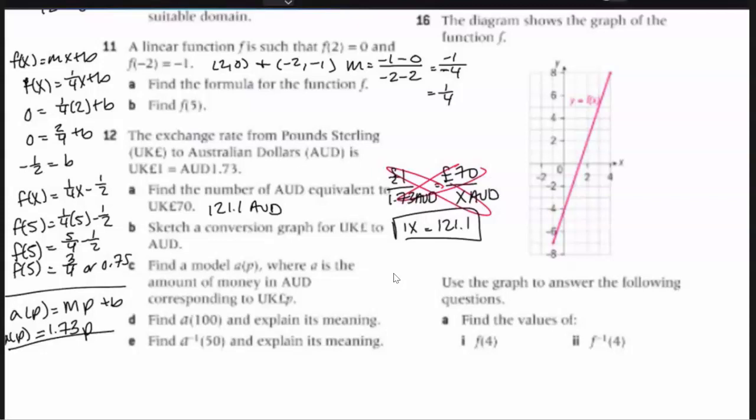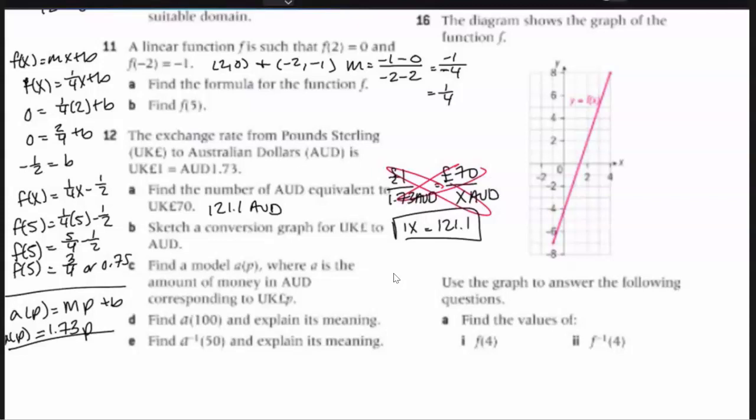Usually if it's conversions, it's directly proportional. It will never have a y-intercept value because it just converts naturally. Same thing from pesos to dollars. You don't really add a value to it. You just directly convert it.